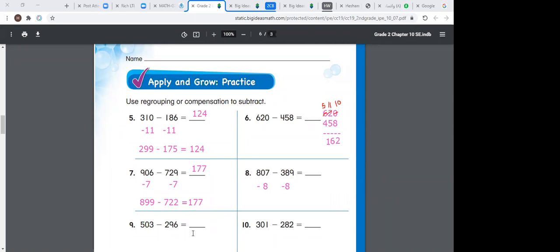Then complete. This must be 799. Okay, in number 9, can you say minus what? Minus 4. Very good. We have here 503. So let's make minus 4. What's after 3? After 3, 4. So right here minus 4 and here minus 4. That's right.